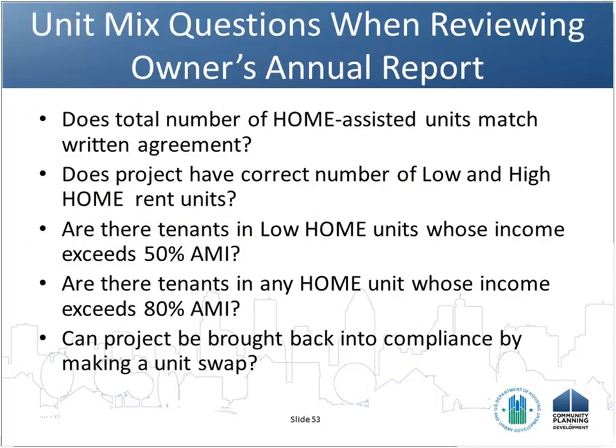Chris, are there questions that we ought to address before we go further on this? Yes, we have a number of questions, and I think the most common question that has come in is they have a project where all the units are low home units, so they know that everybody has to be at or below 50% that's living there. But when there's income recertification, they have some tenants that are coming in at 60%, 70%. What do they do? Because they don't have any high home units designated. Everything is low, so they're not quite sure how to adjust that.